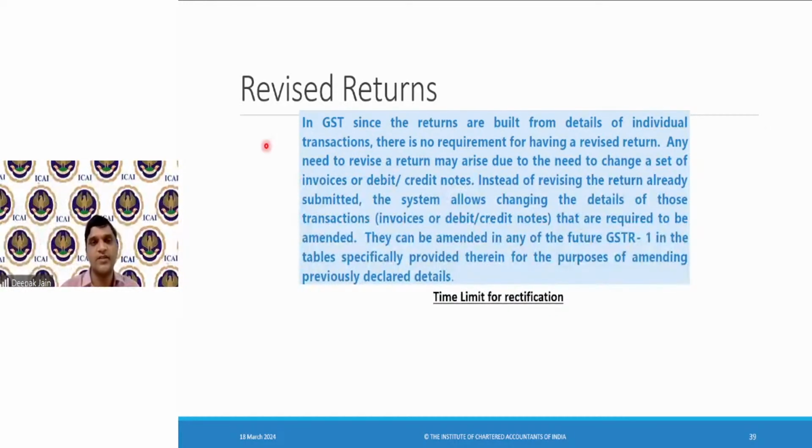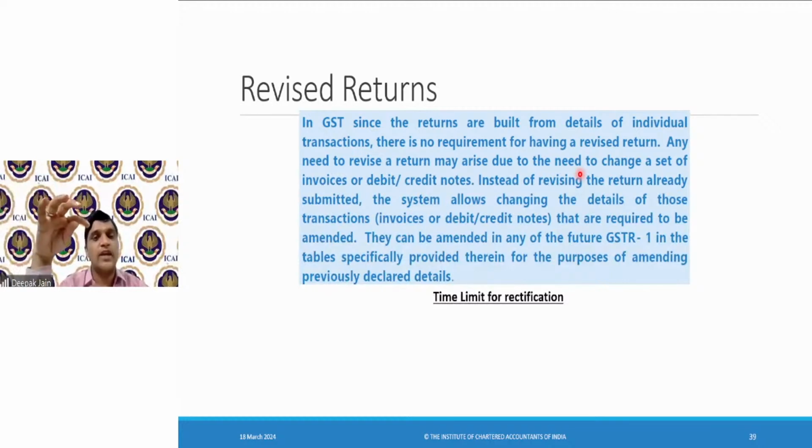So let's read this. In GST, since the returns are built from the details of individual transactions, actually there is no requirement of having a revised return. So there is no particular return ka revision, like how you have GSTR 3B. There is no concept of original 3B and a revised 3B. There is only one 3B, which is the 3B.